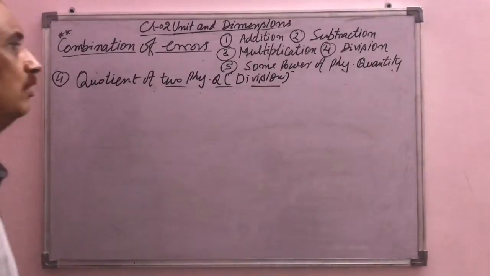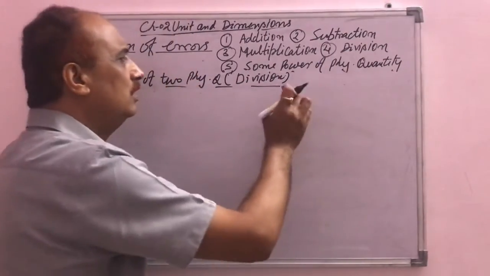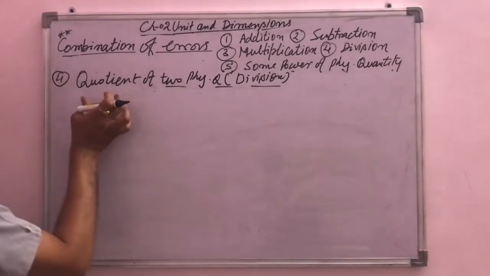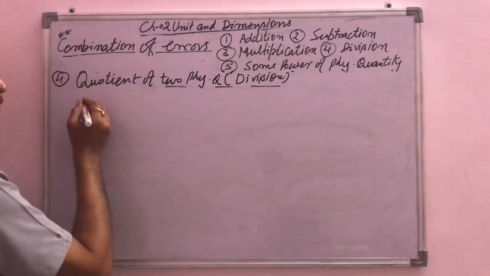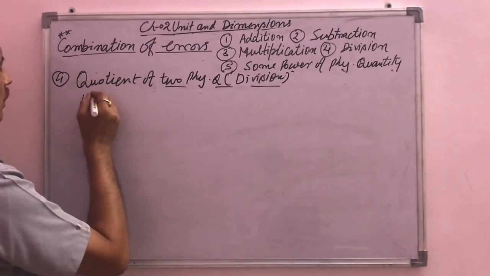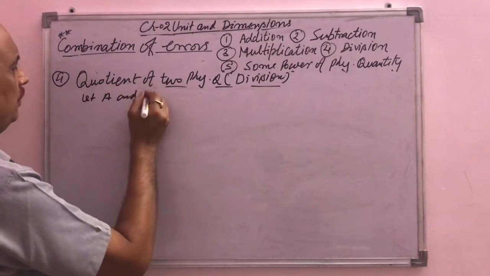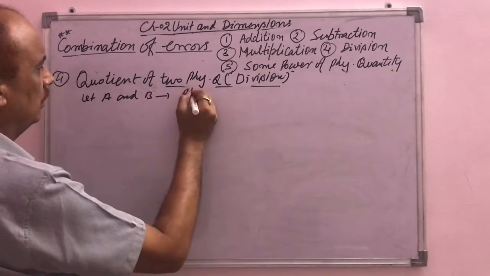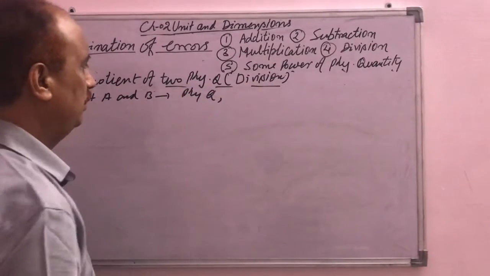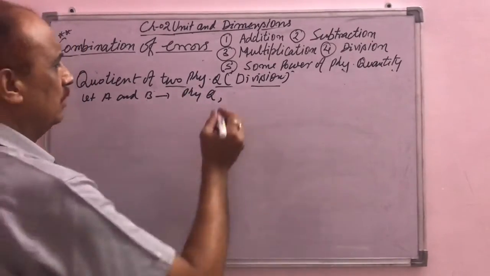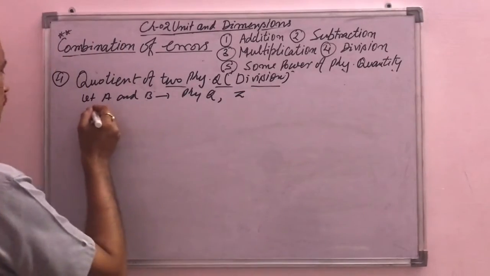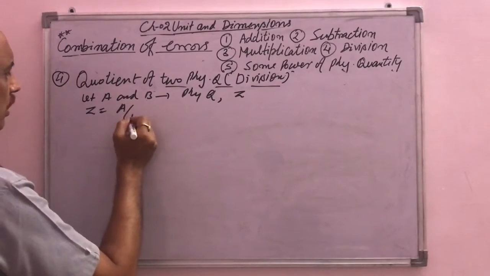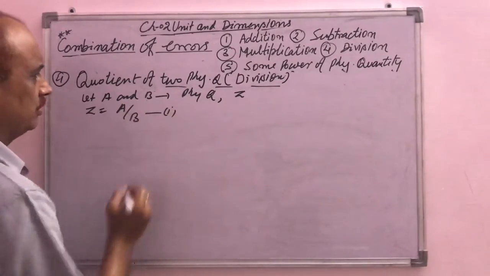Hello students, now we will discuss the next part, that is division of two physical quantities, meaning the quotient of two physical quantities. In case of division, consider two quantities A and B. When we divide these two we get the result Z. So Z is equal to A upon B, that is equation number 1.